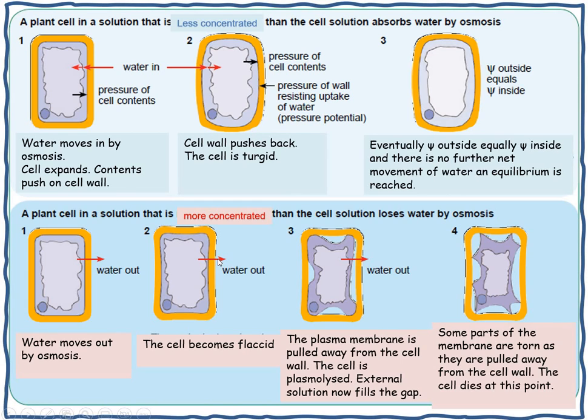On the other hand, if you put a plant cell in a solution that is more concentrated than the cell solution, it loses water by osmosis. So water will move out by osmosis, the cell will become flaccid, the plasma membrane starts to become pulled away from the cell wall, and at this point, when the cell membrane comes away from the cell wall, the plant cell is said to be plasmolysed.